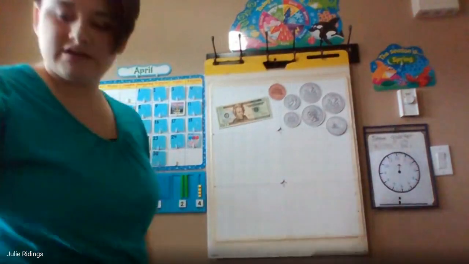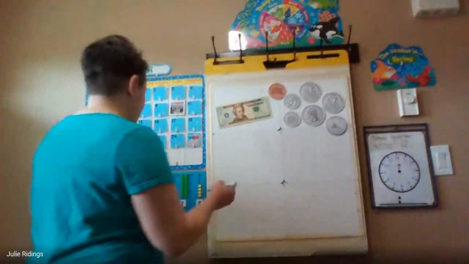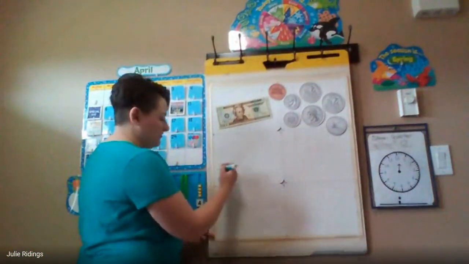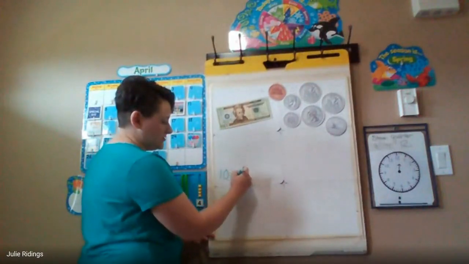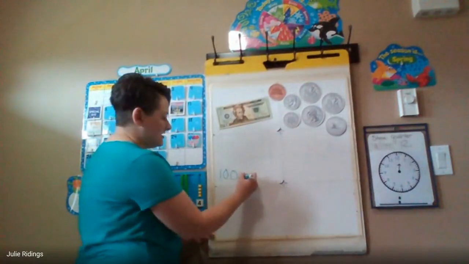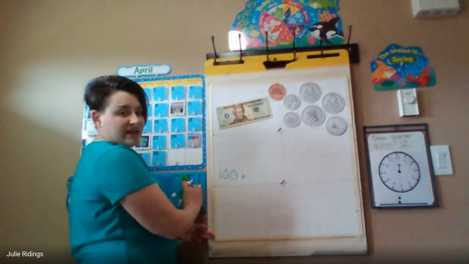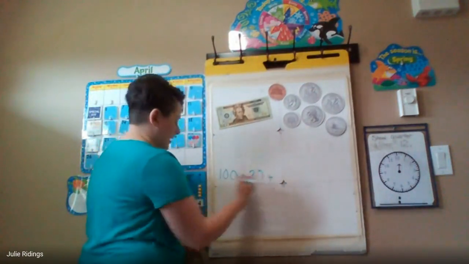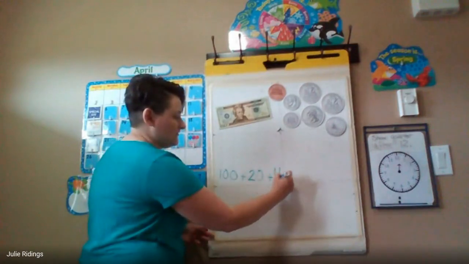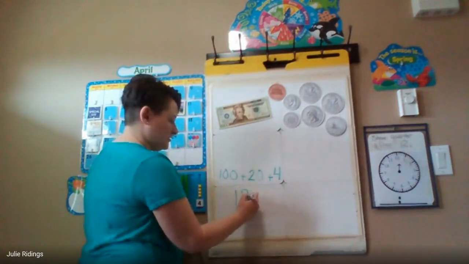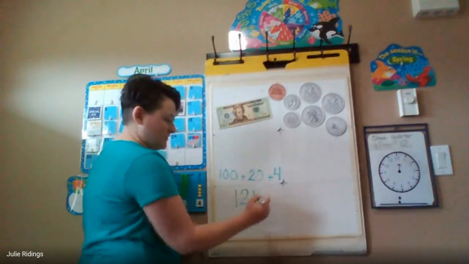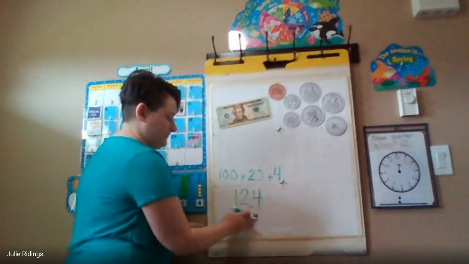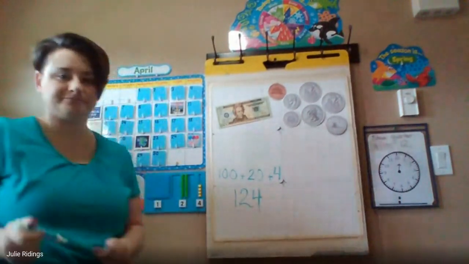124. In expanded form, that would look like this. The value of 1 flat is 100 plus what's the value of 2 tens? 20. And then 4 ones would just be 4. 124.